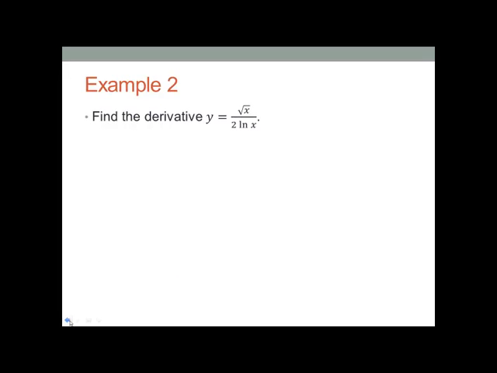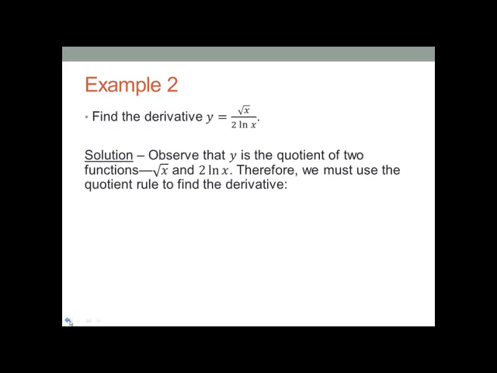Example 2, I want to find the derivative of y equals the square root of x divided by 2 times the natural log of x. Well, we'll again observe that y is the quotient of the square root of x and 2 times the natural log of x. Therefore, we'll use the quotient rule to find the derivative. Applying the quotient rule formula, y prime is equal to the bottom function times the derivative of the top minus the top function times the derivative of the bottom, all divided by the bottom function squared.